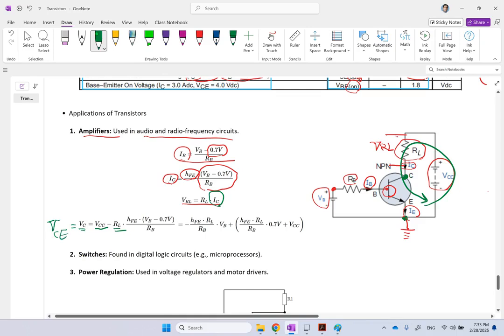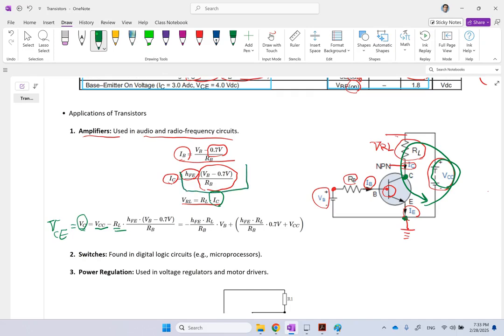So VCE, which is the same as VCE, is VCC, the voltage that you put behind this system, behind the load, minus RL times IC. And what is IC? IC is this guy. So I'm going to plug it right here, and then that whole term is going to go there. That is your IC. So you're going to get VCC minus RL times all of that.